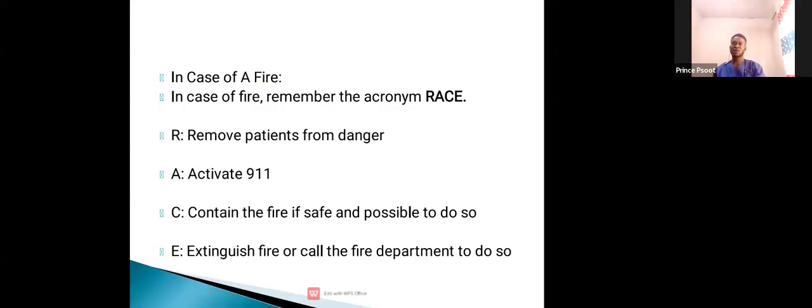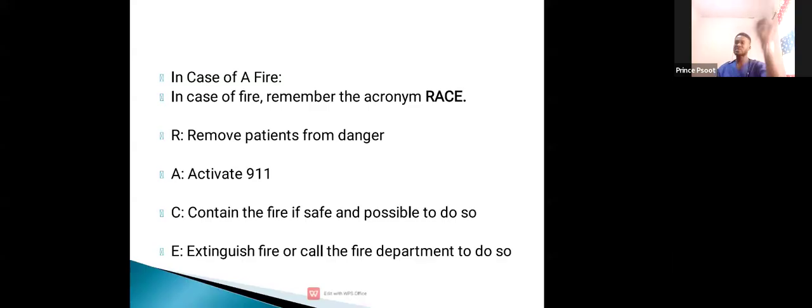And in case of fire, remember the acronym RAISE. You remember PASS to use the extinguisher, but now that you have a fire, just remember the acronym RAISE. What is RAISE? Remove patients from danger. You don't try to save the patient while leaving them there. For any emergency condition, the first thing you do is move your patients away from the source of injury or potential source of injury to a safe place. Then you activate 911.